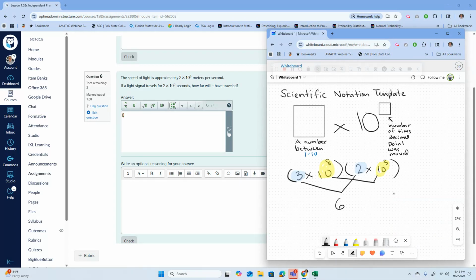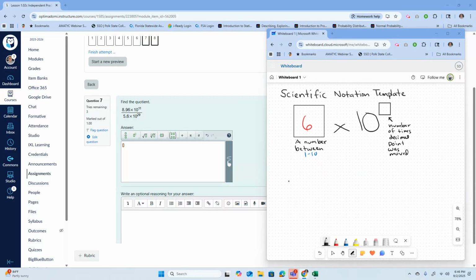Now, the way you multiply powers of 10 is you keep the 10. And what you're going to do now is you add the exponent. That's how you get 11. And my final answer is in scientific notation because 6 can fit in this box. 6 is between 1 and 10. So my final answer is 6 times 10 to the 11th power. Let's go to number 7.